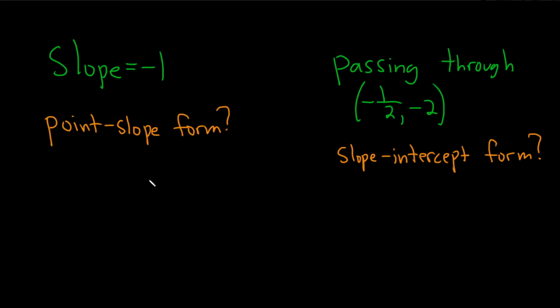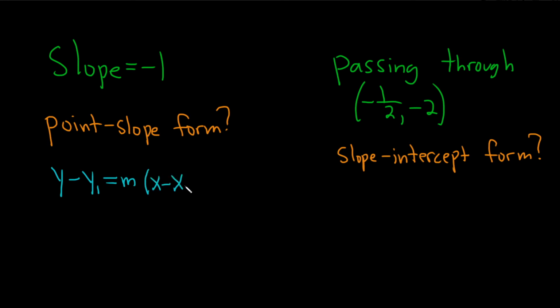Hi everyone, in this problem we're given some information about a line and we have to find two things. We have to find the point slope form and the slope intercept form. So to do this we'll start by writing down the point slope formula. The point slope formula is y minus y1 equals m times x minus x1.